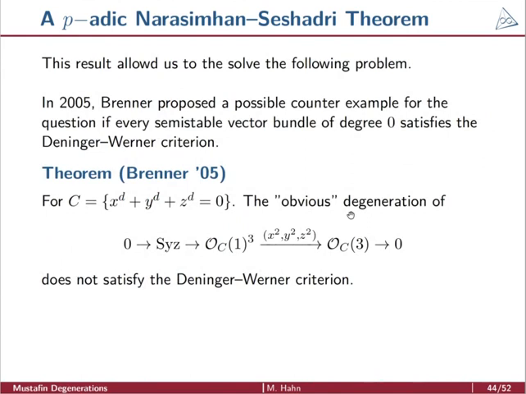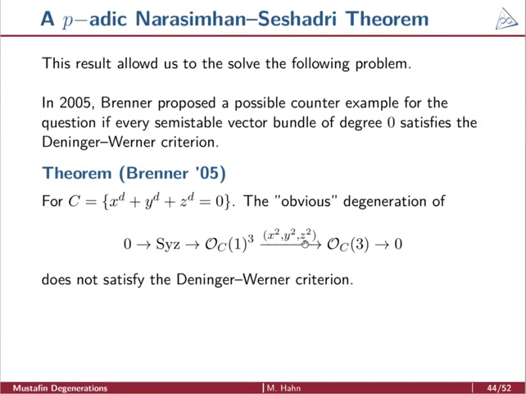Namely, Holger proposed a possible counterexample for the question if every semi-stable vector bundle of degree 0 satisfies the Deninger-Werner criterion. So we have a syzygy bundle that is defined in very easy terms on the Fermat curve. It's simply given by the kernel of the map, where this map is actually defined globally by x squared, y squared, and z squared.